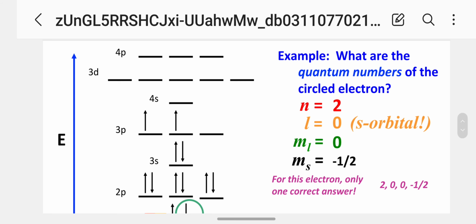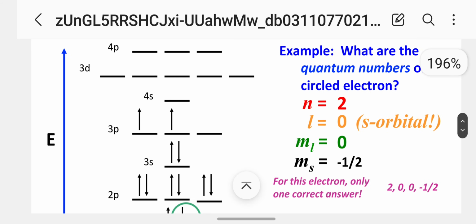So we have all quantum numbers. We have the principal quantum number, alright. Then we have the azimuthal quantum number, alright. Then we have the magnetic quantum number.